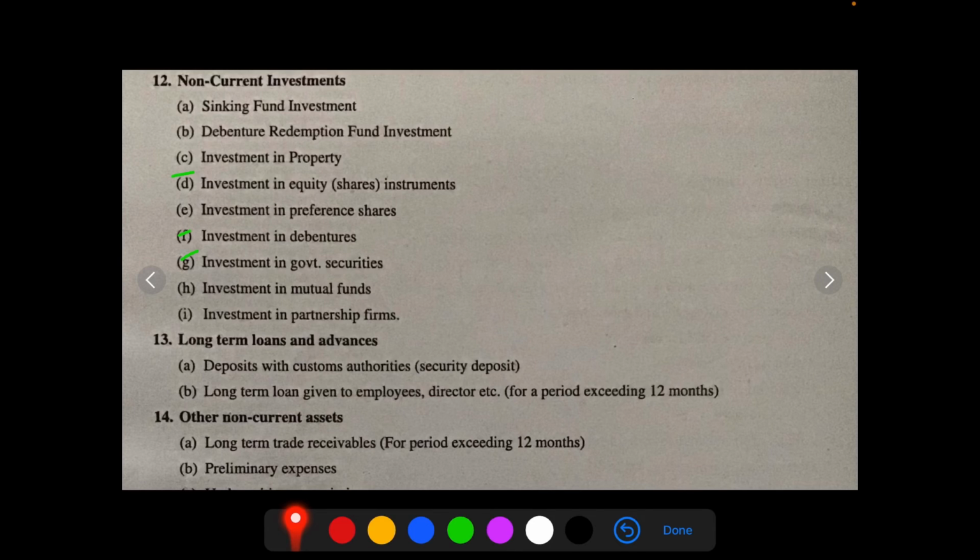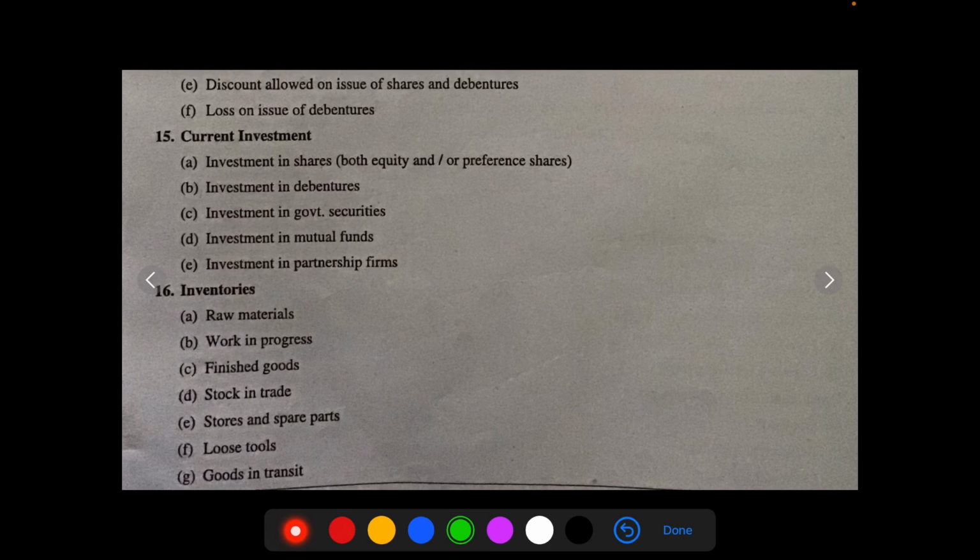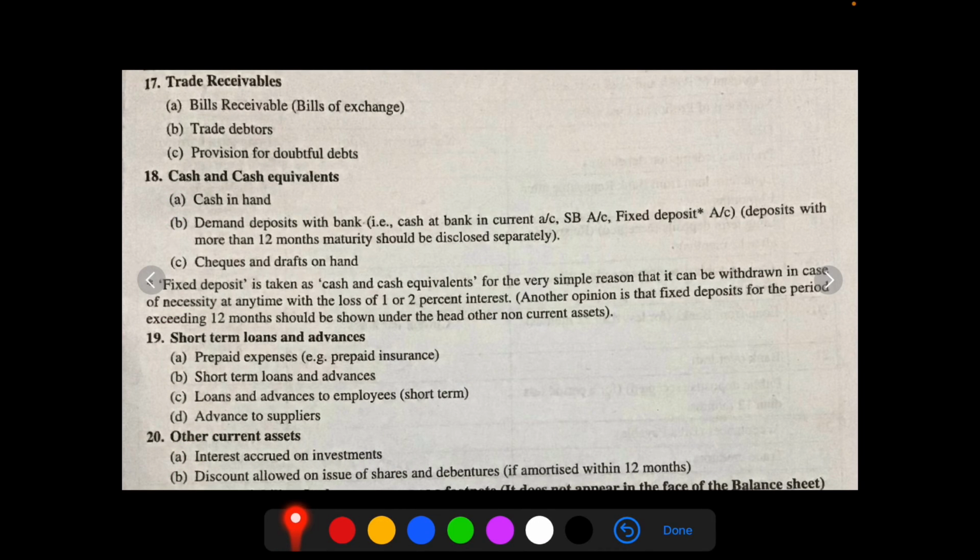Then we have other current assets. Over here you can learn about the preliminary expenses, and next we have current investments. So investments again which are for less than a year, like investments in debentures, investments in government securities, and so on. And finally we have inventories like raw materials, loose tools, goods in transit. That means goods which are on the way from one destination to another. We have trade receivables, that is bills receivable, and trade debtors, nothing but the sundry debtors, provision for doubtful debts. These things you can remember.